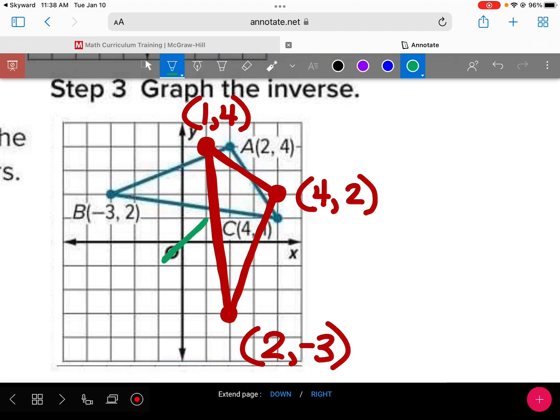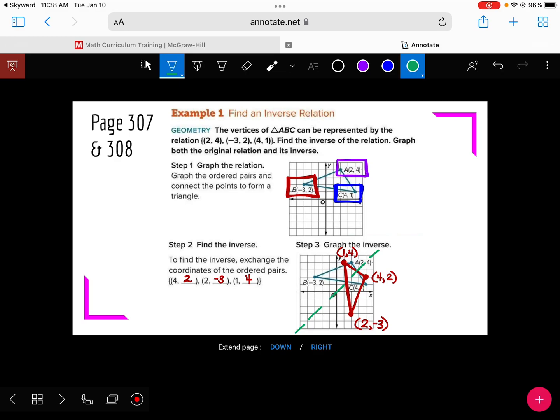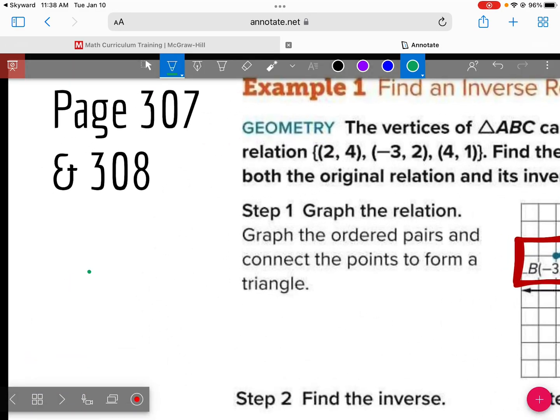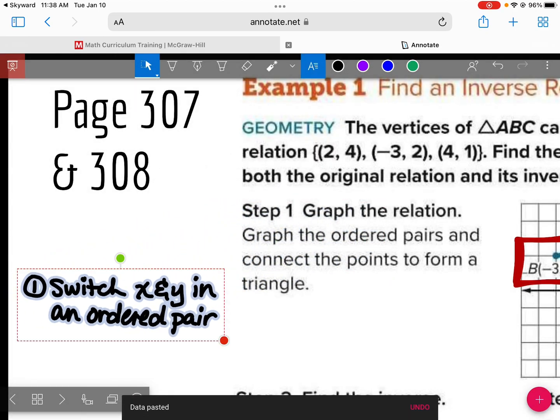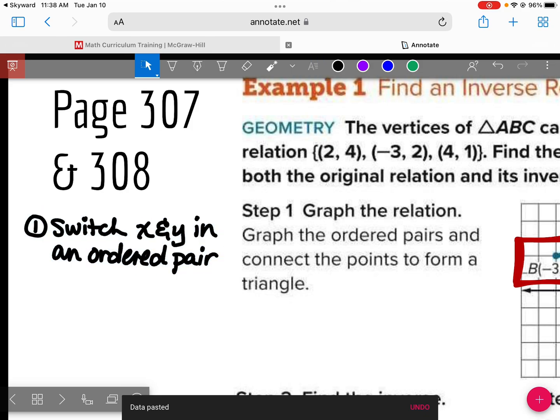Look at this diagonal line right here. If I were to fold it on that diagonal line, would it match up with itself? If I were to fold this on that green diagonal line, like this, now it matches up with itself. This is a reflection over the line y equals x. That's another way that I could find an inverse. So the first way that we had to find an inverse was to switch x and y in our ordered pair. We just practiced doing that.